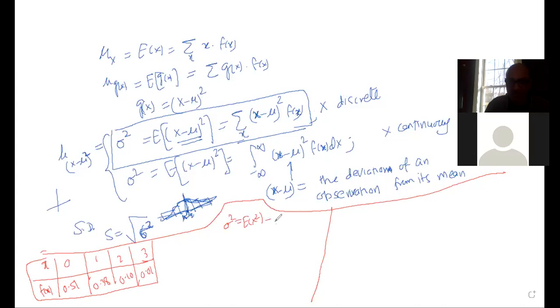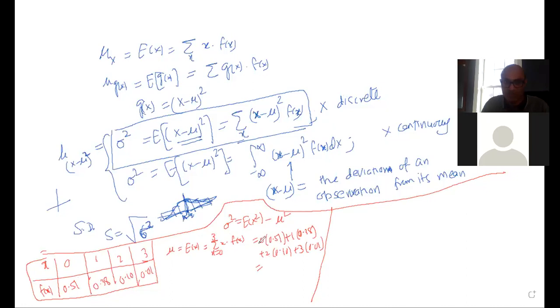First of all, let me find my nu. Nu is nothing but the expected value of x, which is the summation of x into f(x) over x equal to 0, 1, 2, and 3. That means we just multiply these: 0 times 0.51 plus 1 times 0.38 plus 2 times 0.10 plus 3 times 0.01. If you sum this, you get 0.61.